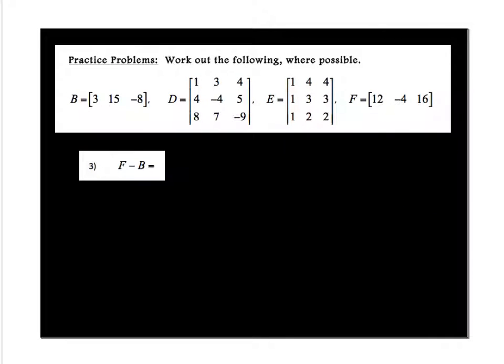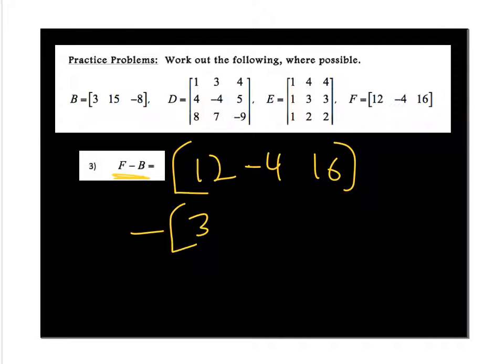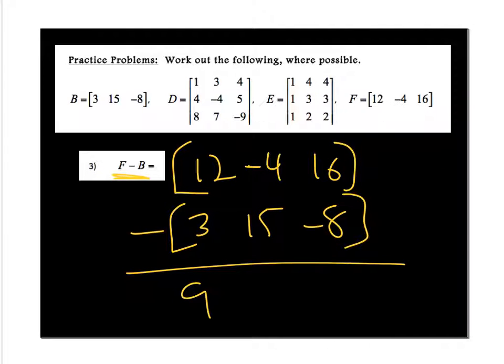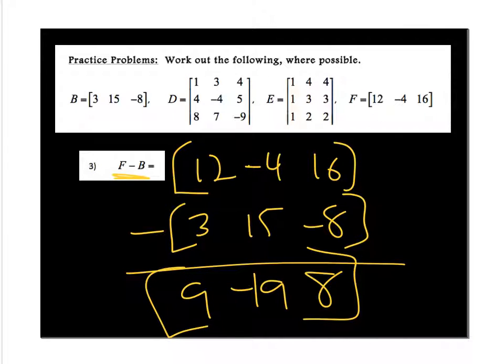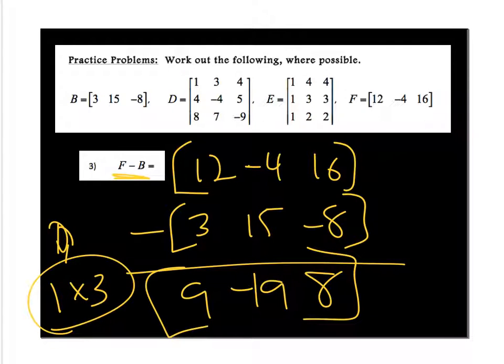So taking a look here, f minus b. All right, so now I'm kind of flipping things around, so that becomes 12, negative 4, 16, minus 3, 15, negative 8. There's my answer. So that becomes 9. That's going to become negative 19. This will become 8. There is my 1 by 3 answer.